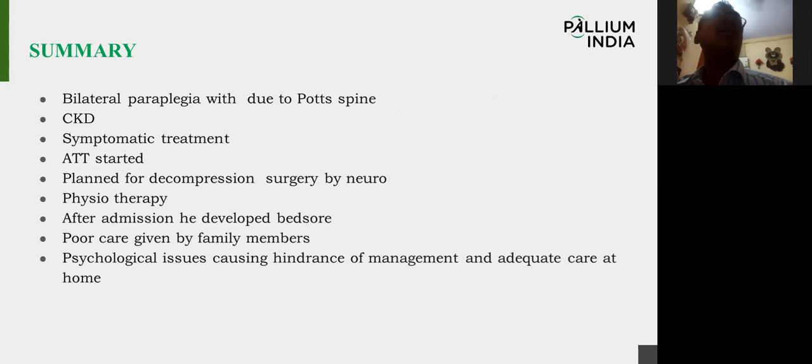In summary, bilateral paraplegia due to Pott's spine. I also suspect CKD, but there were no supportive findings. Symptomatic treatment only started. ATD just started. Plan for decompression surgery is also already started. Bed sores within a short period of 20 days. Poor care given by the family members. Psychological issues causing hindrance for the management and adequate care at home. Next slide.